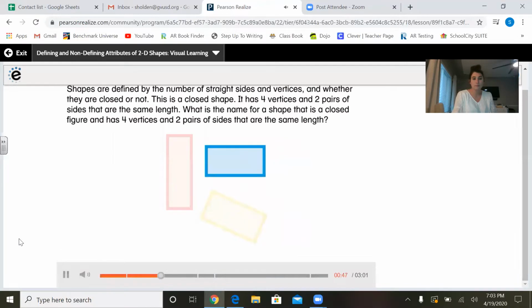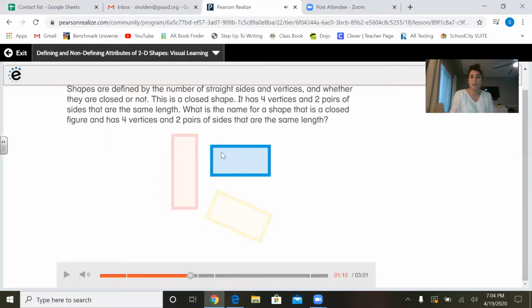Shapes are defined by the number of straight sides and vertices, and whether they are closed or not. This is a closed shape. It has 4 vertices and 2 pairs of sides that are the same length. What is the name for a shape that is a closed figure and has 4 vertices and 2 pairs of sides that are the same length?